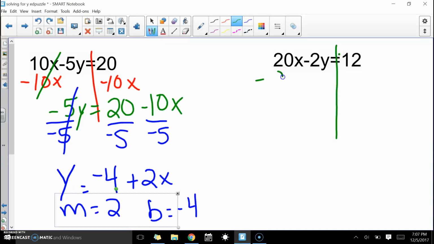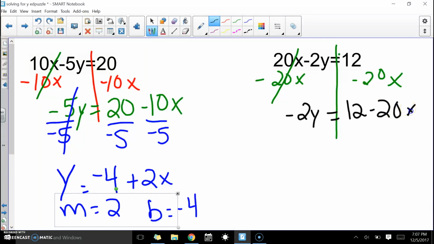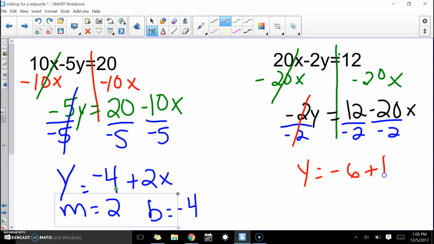Okay, I'm going to subtract 20x from both sides. I'm then left with negative 2y equals 12 minus 20x. I divide by negative 2. That cancels out. I'm left with y equals 12 divided by negative 2, which is negative 6, and negative 20 divided by negative 2 gives me a positive 10x.